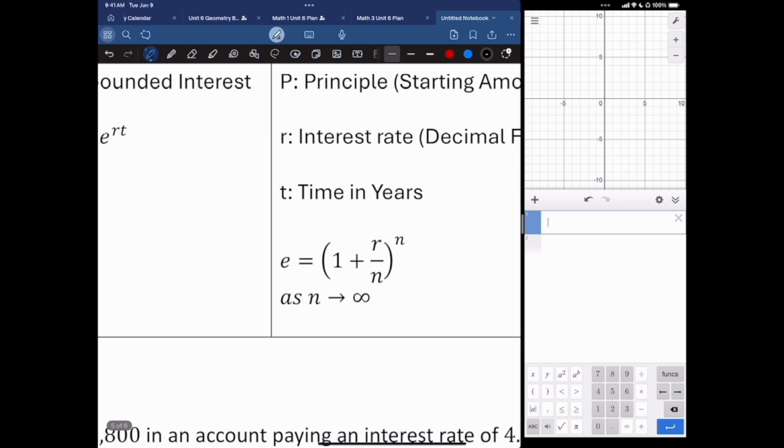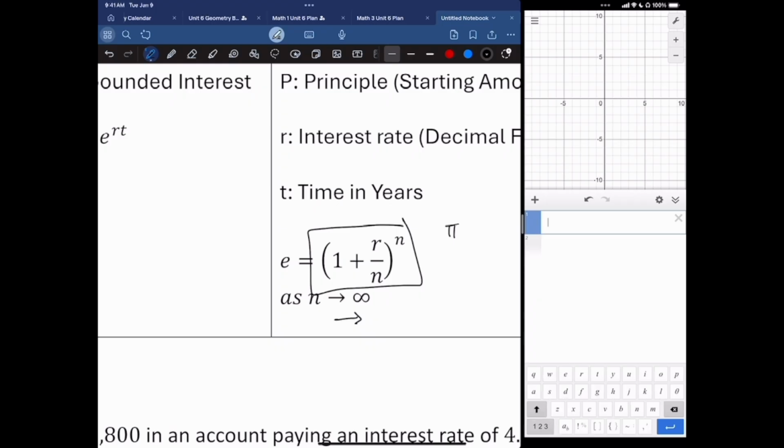E is a number. As we take this formula and go to infinity, my formula is going to go to the number E. And E is kind of like pi. It's 2.71828182846, and it continues on. I know the calculator stops there, but it just keeps going on forever, okay?